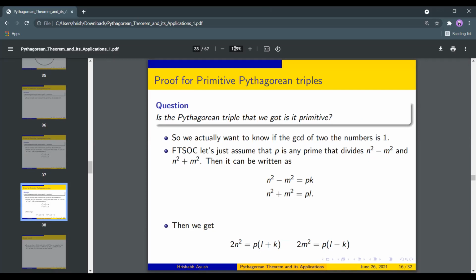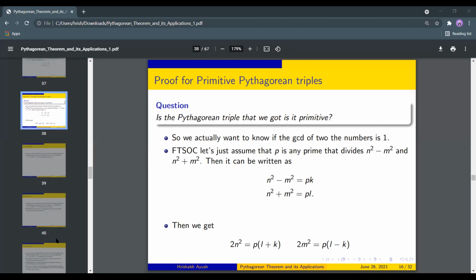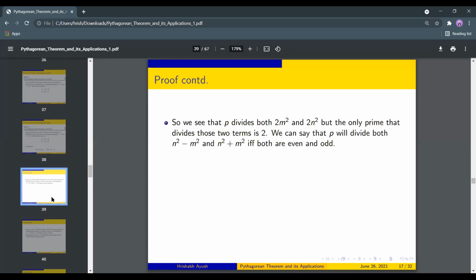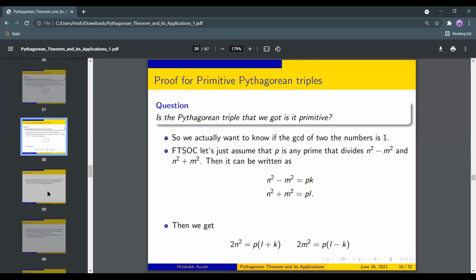Can you repeat that again? So do we get the contradiction because n and m are supposed to be co-prime? The voice is not actually clear. He's saying so we get the contradiction. Not really now, but we'll have to provide more details. Let's see next. So p divides both 2m square and 2n square, but the only prime that divides two terms is 2, because p is a prime and the prime that divides 2 is 2.